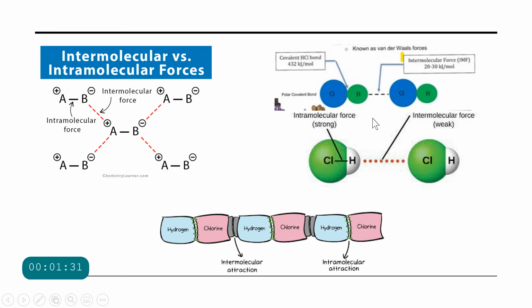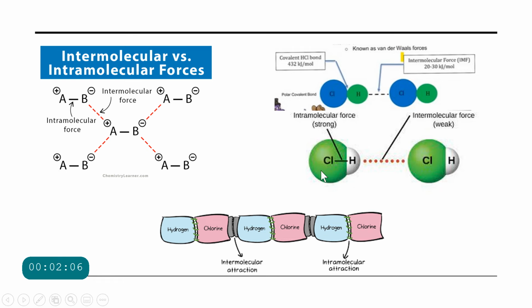Now moving on over to here, this is his example. He has hydrogen chloride. And you can see that the kilojoules per mole here are 432 kilojoules per mole, when on this side, the bond between the hydrogen and the chlorine here is 20 to 30 kilojoules, significantly lower. And that's just showing that the bond here is extremely weak compared to the bond here, which is extremely strong.